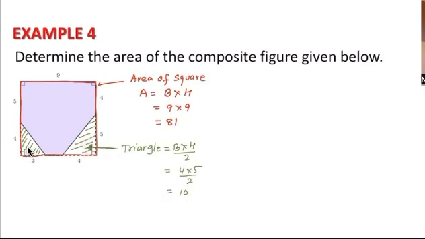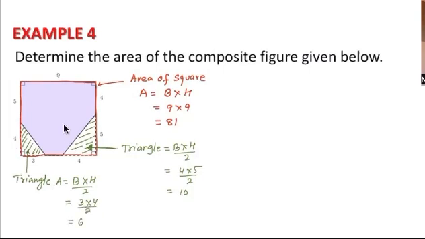Similarly, here also, the area of this triangle is removed. Let's find that area also. For that triangle, the area is again base times height divided by 2. If we plug in the values, base is 3, height is 4. So it will be 3 times 4, 12, divided by 2 is 6.